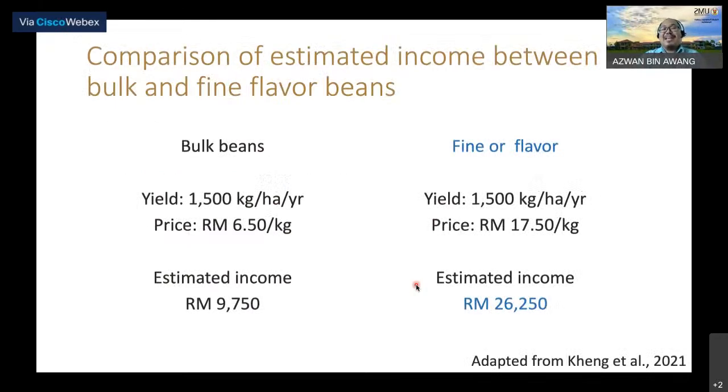How is the difference? I just use this comparison, all right? Let's say bulk beans, if their price is 6 ringgit 50 cents, and you are producing around 1.5 tons per hectare per year, the estimate is around 10,000 ringgit per year. But if we can produce fine flavor, you can see that the price is high. You look at that, this is an estimated income of 26,350 ringgit per year, right? So we are aiming for that.